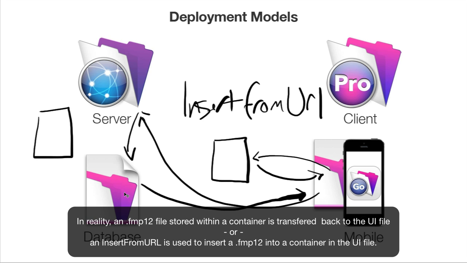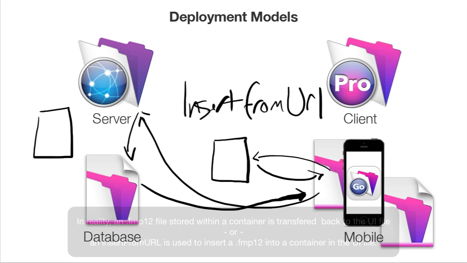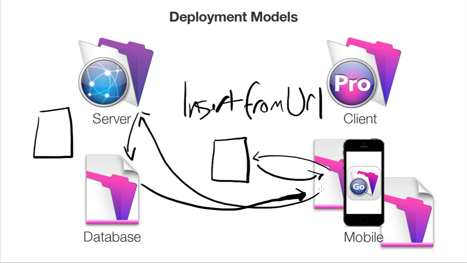So let's say we've got our file, it gets transferred over, and we now have our new file, but that new file is stored within a container field. That container field right here has this file embedded into it. So what we have to do is export field contents onto the device with a file name that is different than the original file name.